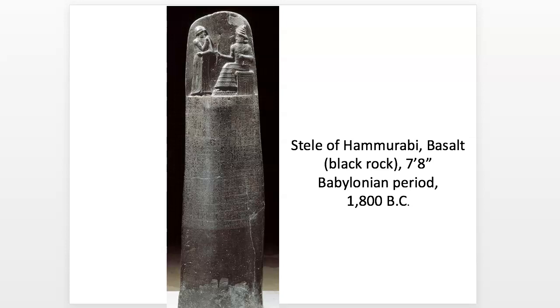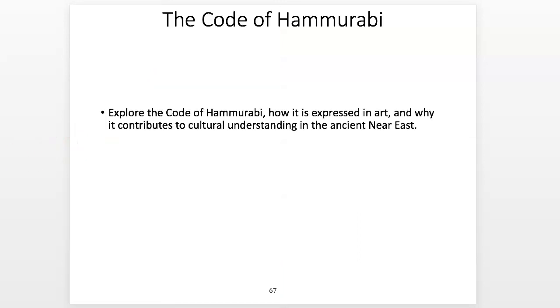So he stands before the sun god Shamash, and he is signifying the blessing of his law code. So the reason he's standing there is because the law code is being blessed. His law code is being blessed by the god. We're going to see how it's expressed in art and why it's so important to the understanding of the ancient Near East.